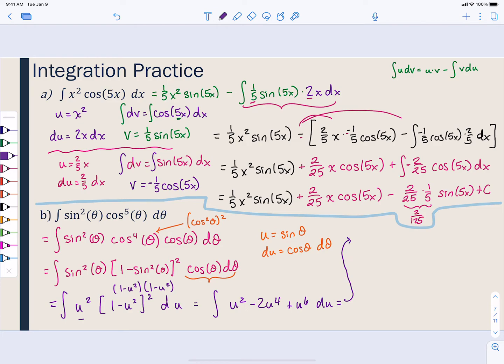And I'm going to go up here to write this. So you're going to end up with 1/3 u to the 3rd minus 2/5 u to the 5th plus 1/7 u to the 7th plus c. And then substituting back, putting our sine function in everywhere it goes, sine to the 7th power of theta plus c. All right, let's take a look at our next slide. We've got some more integrals to practice.